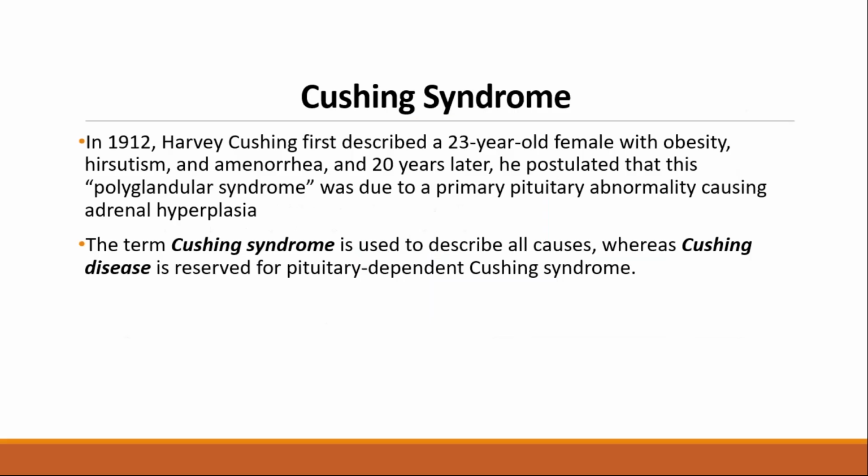Now coming to the topic, Cushing syndrome. In 1912, Harvey Cushing first described a 23-year-old female with hirsutism. As a case, he postulated that it is a polyglandular syndrome, which is primarily due to pituitary abnormality. But later on it was found it is not only pituitary, it can be adrenal or outside the gland, with cortisol excess. So, two terms are being used these days, Cushing syndrome and Cushing disease, a very important difference which everyone must know. Syndrome is used to describe all the causes, whereas Cushing disease is reserved for pituitary dependent Cushing syndrome.